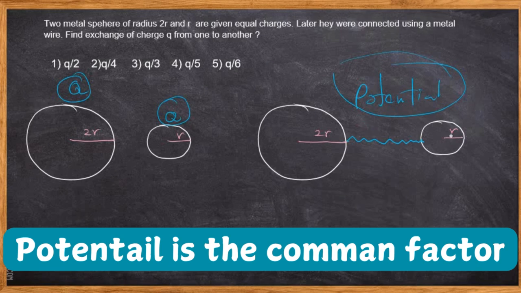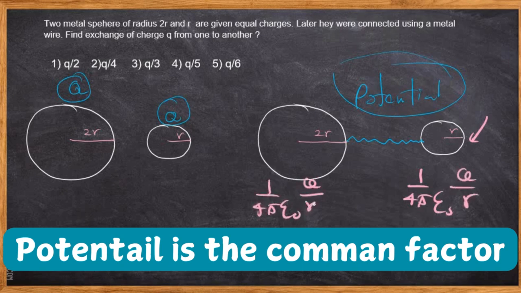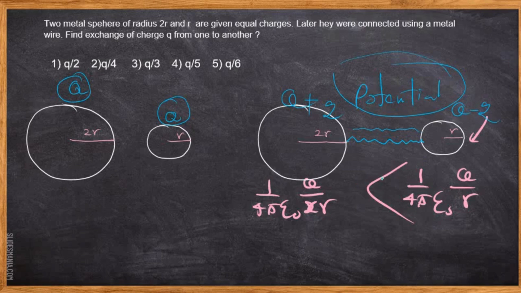Let's write the potential first. I hope you remember the equations: 1 over 4 pi epsilon naught times Q over R here, and again 1 over 4 pi epsilon naught times Q over 2R there. So you can easily see the potential is higher on the smaller one. So a charge q will move from the smaller to the larger. The total charge here is now Q plus q, and here we have Q minus q. So we have to equalize the potentials.